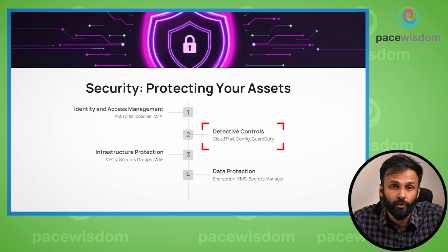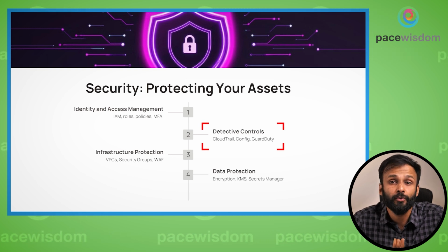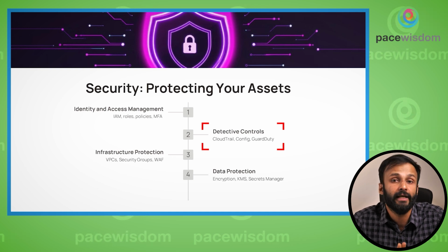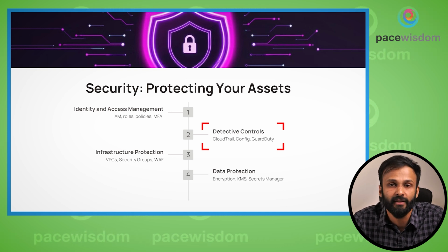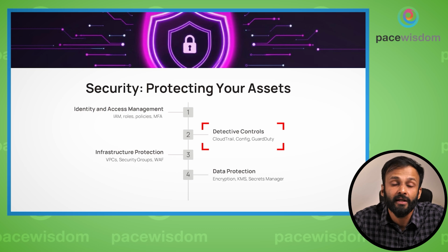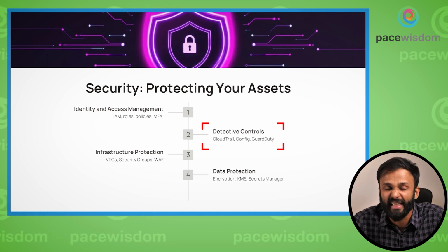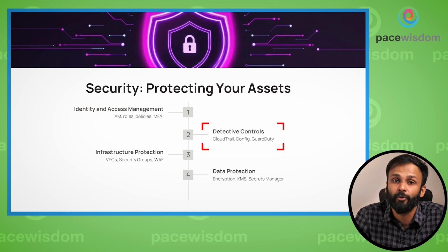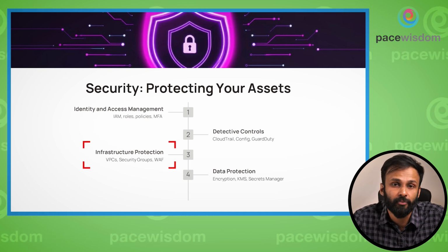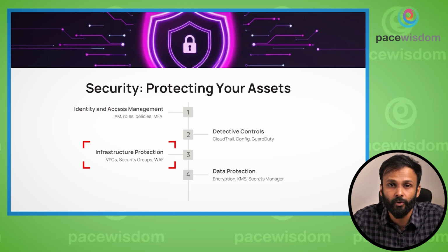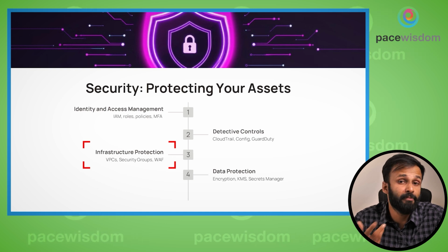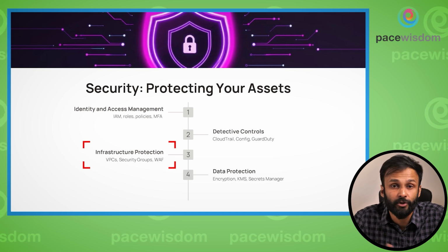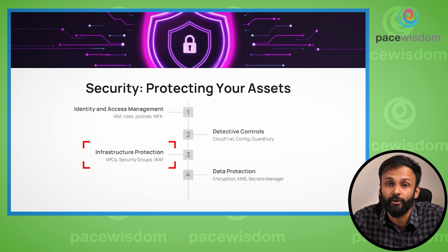Next is detective controls. You should use services like CloudTrail or AWS Config to monitor your AWS environment for suspicious activity and any configuration changes. These tools will really help you to quickly identify any threats and respond to specific security incidents. Next is infrastructure protection, a very important point. Using VPCs and security groups helps you to isolate the resources and control network traffic.